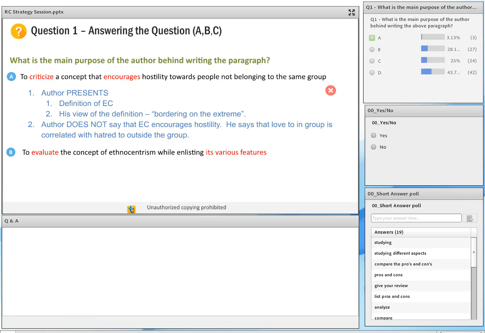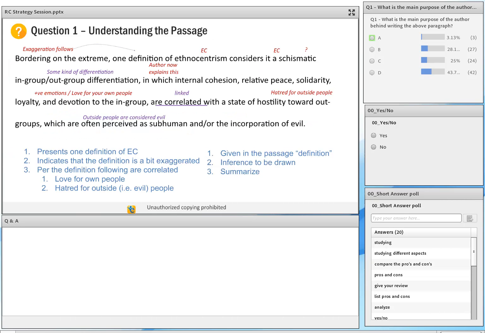Now, people who selected choice B selected it because they simply skimmed through the passage. They didn't really understand the intent behind the passage. Now, why do I say that? If you think about it, let's go back to the passage here. In the passage, there are these positive emotions and then there are these negative emotions. Internal cohesion, relative peace, solidarity, loyalty, devotion. Those are all positive things. State of hostility, that's a negative thing. So people who selected choice B simply saw these positives and negatives and they said, oh yeah, there are positives and negatives, so evaluation could be the correct choice.